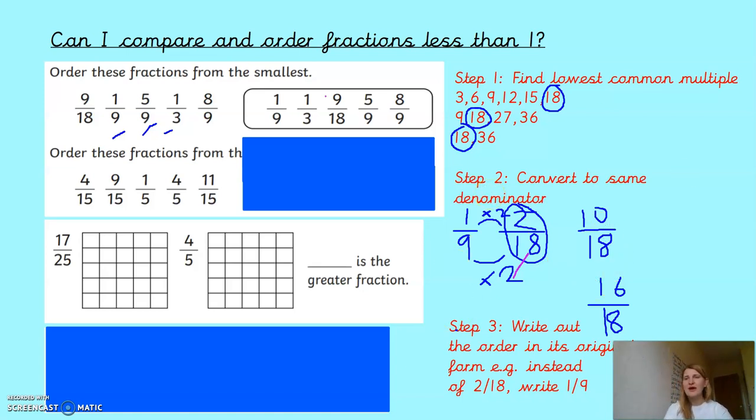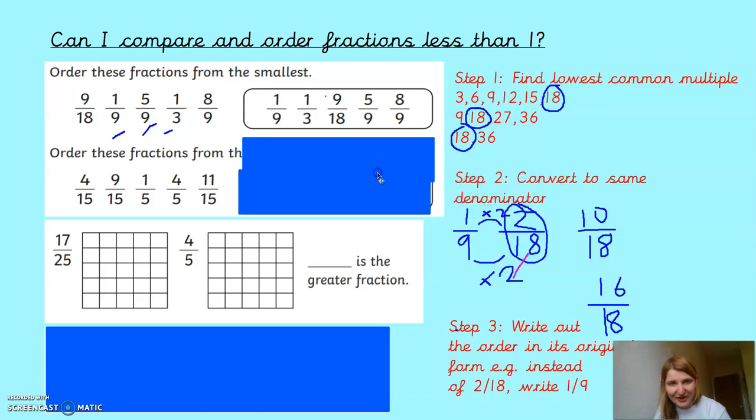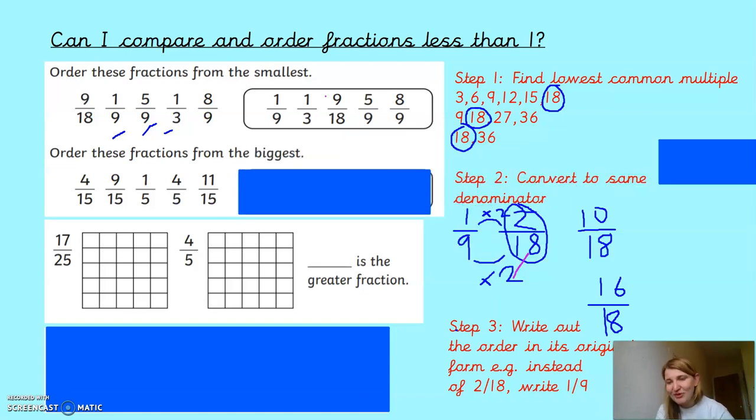Okay, why don't you have a go at this next one? Now, the next one is different. I want you to put them in order from the biggest down to the smallest. So have a little go at that question. You've then got a little comparison that you can have a go at drawing by finding the equivalent, and then I'll show you the answers, okay?